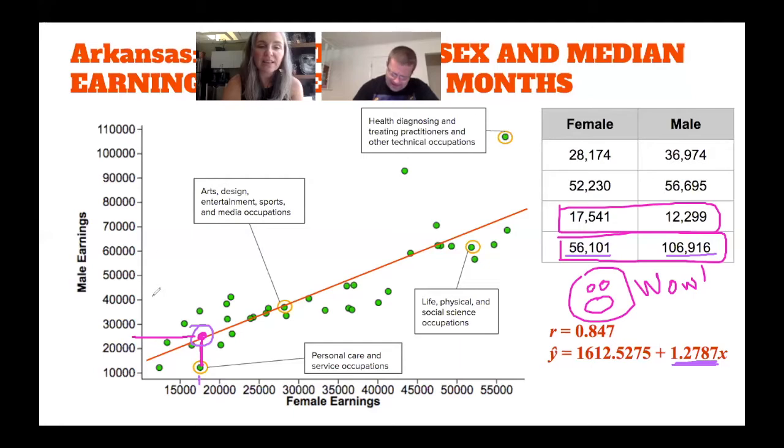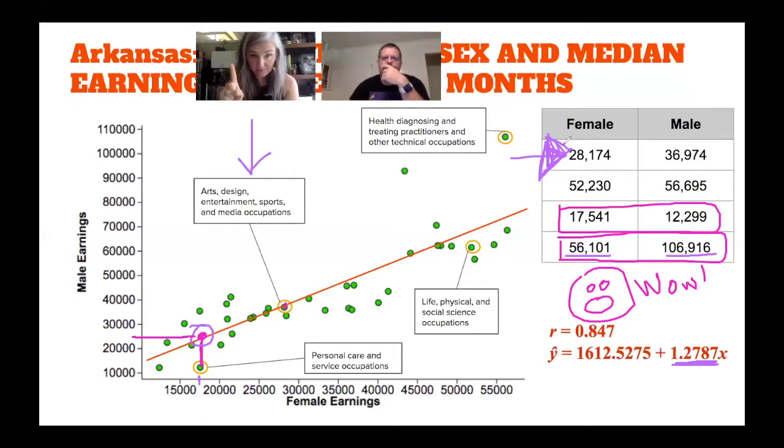So if we look at, let's say, the arts and design one, this one right here: arts, design, entertainment, sports, and media occupations. I can't draw a residual on there. So this guy. I'm zooming in. Right here, it kind of hits the money for our model.